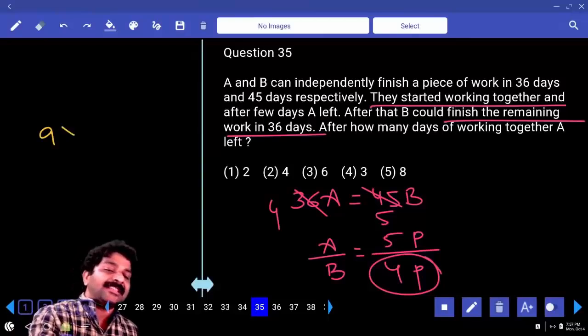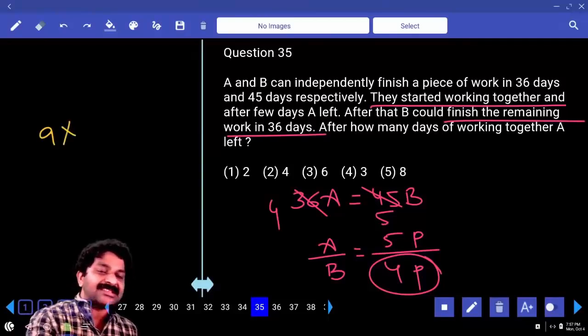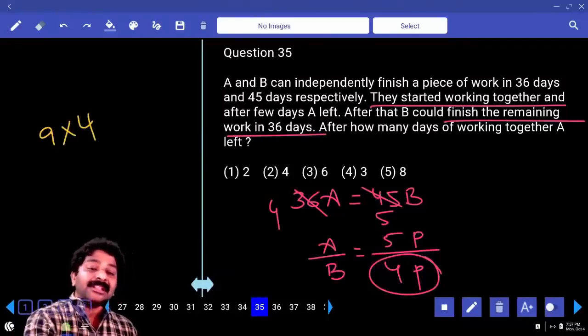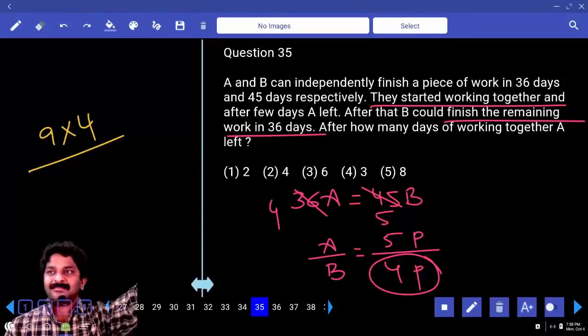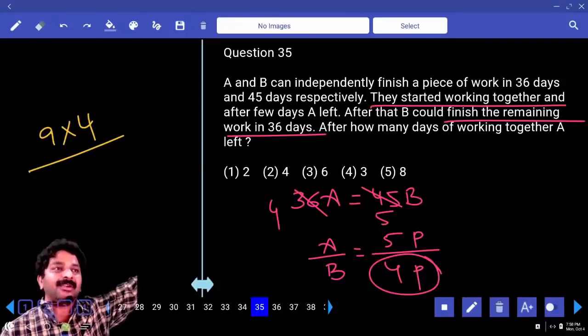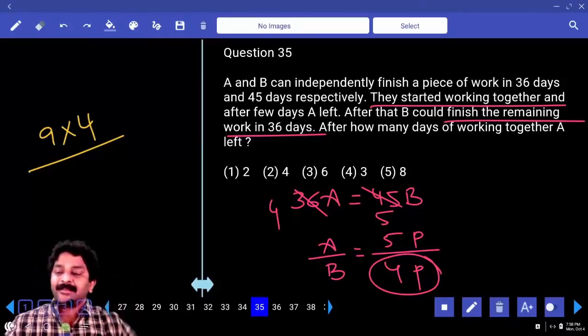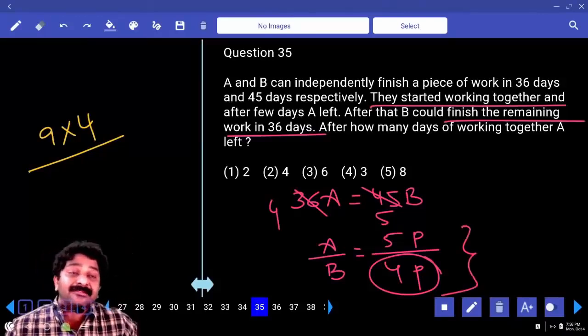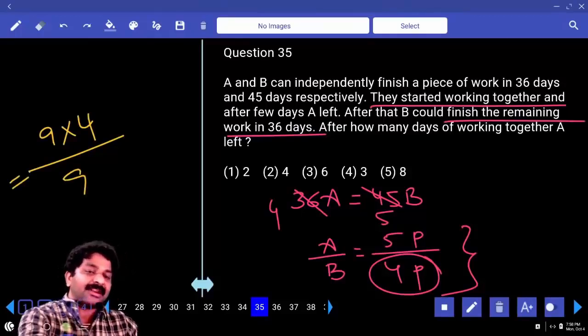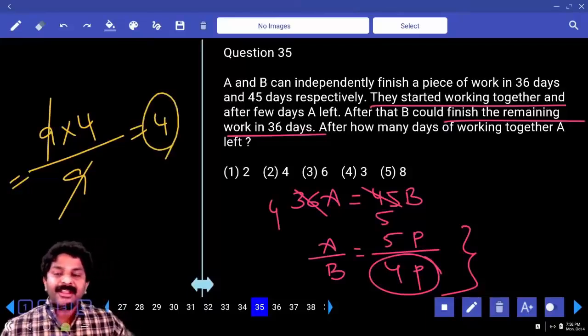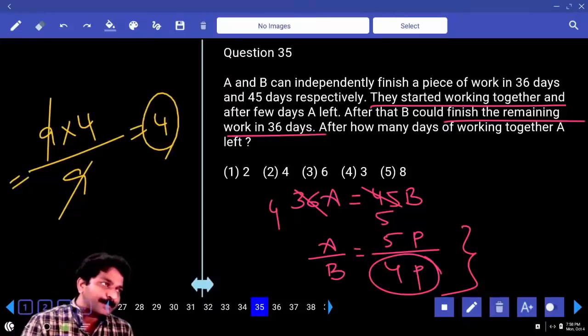4 units. Like that, 9 days of B's work means 9 into 4 only. This much work was done by only A or both A and B? Both A and B, because they both started working together. Am I right? So right. Both A and B can do how many parts of work per day? Then the number of days taken to complete this work, 9 gets cancelled. How many days are there? 4 days. Second option, final answer.